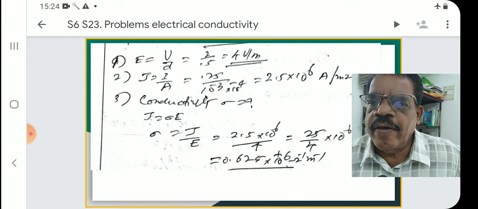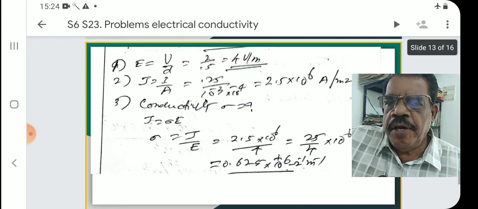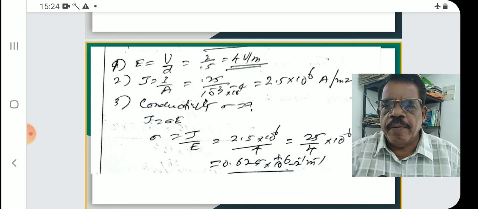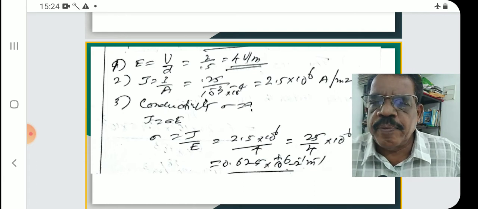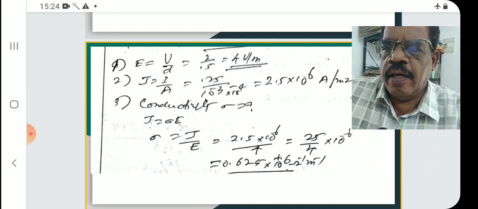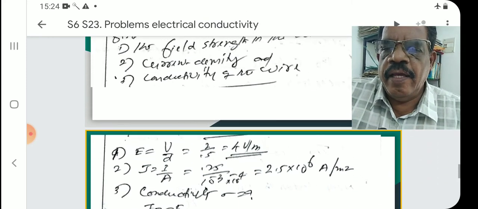Electric field is V by d. That is 2 by 0.5, that is 4 volt per meter. J is I by A, 0.25 by area, 10 raised to minus 3 into 10 raised to minus 4. J is I by A. I is 0.25 ampere. What is area?